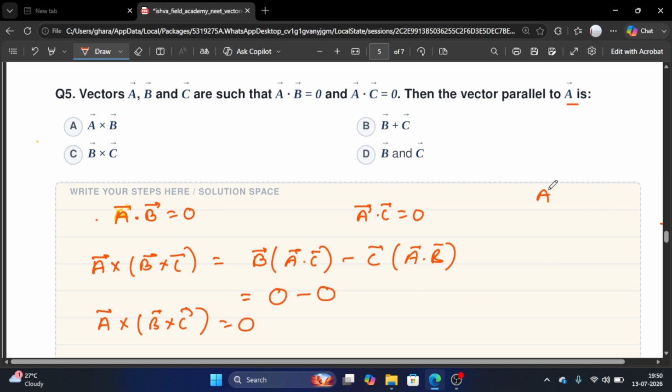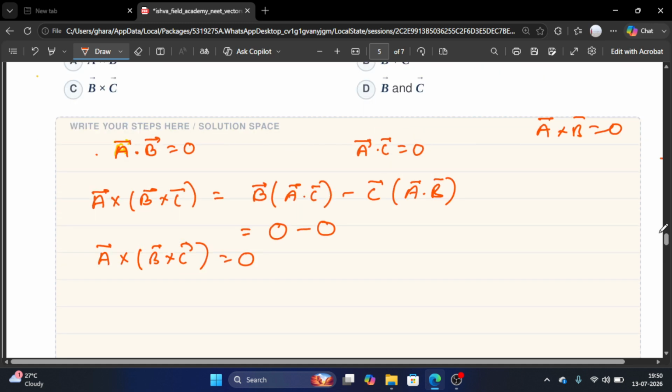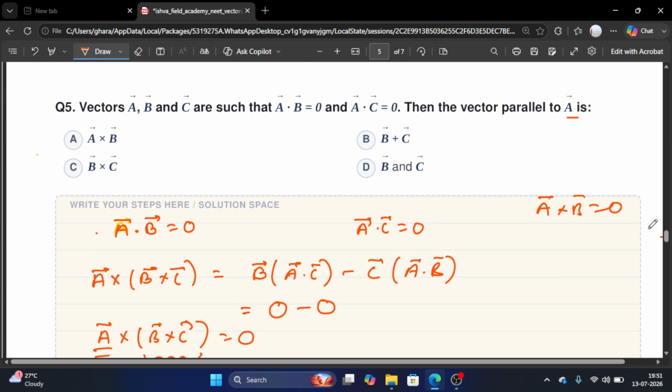We know that if a cross d equals 0, then a and d are parallel. So in this situation a is parallel to b cross c, where d means b cross c. So this is option C. This question also comes in 2013 in your NEET exam. Okay, thank you for watching this video.